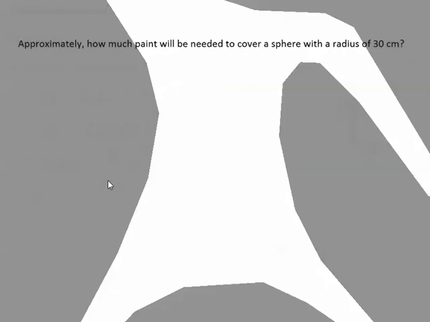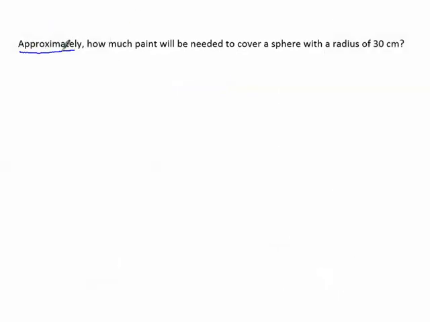Let's take a look at another example. Approximately how much paint will be needed to cover a sphere with a radius of 30 centimeters? Now I don't see a word that tells me what type of formula, meaning where's the word area or volume or perimeter, but I do see a word like cover that means one of those. Cover means I'm finding area.